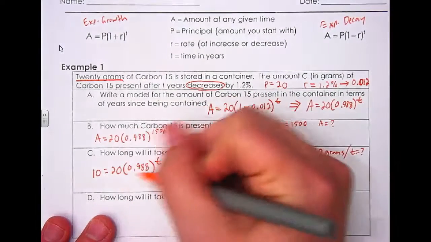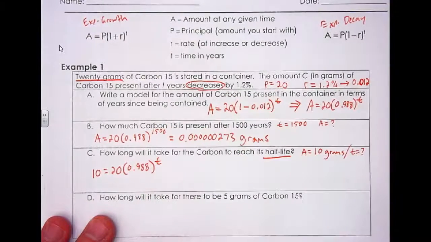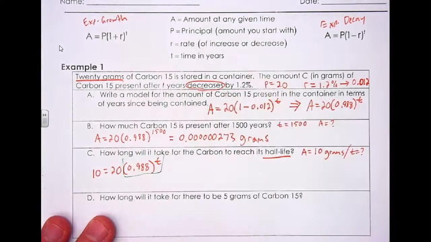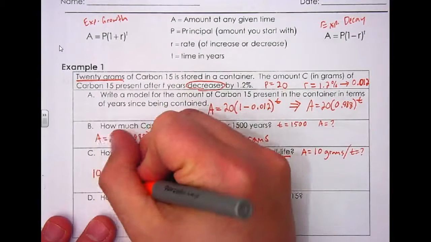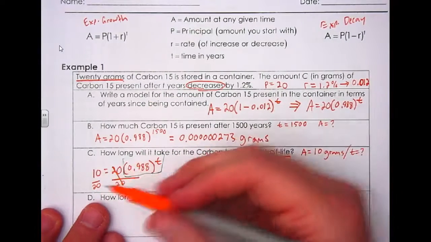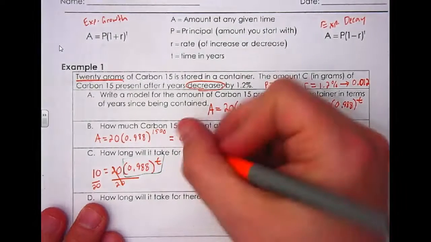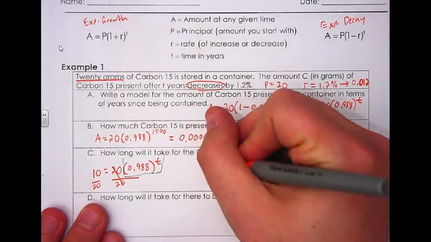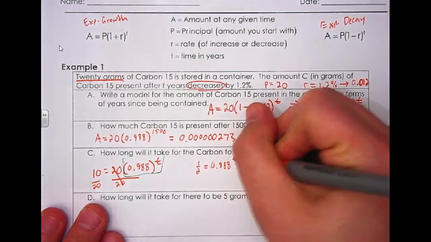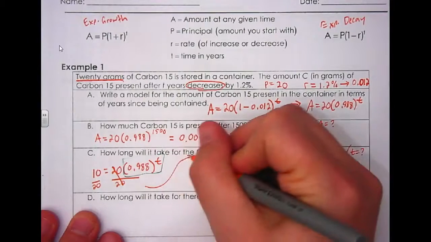The first step was to isolate the base and the exponent. So the 0.988 raised to the t needs to be isolated, which means we have to get rid of the 20. How do we do that? We divide by 20 on both sides. Which, you know, what should happen over here is this should be half. It's a half-life. So we'll end up with 1/2 equals 0.988 to the t.